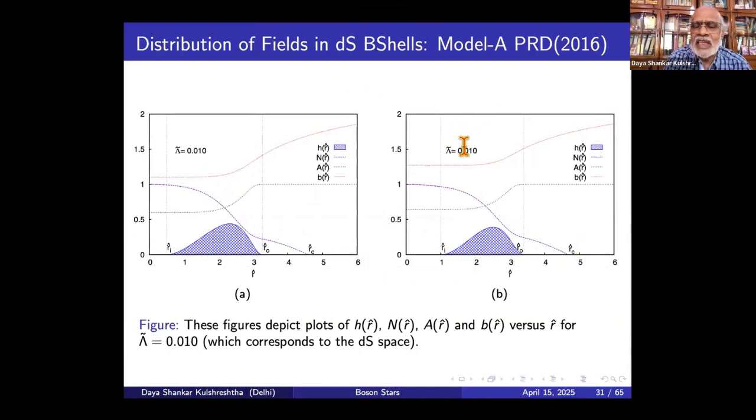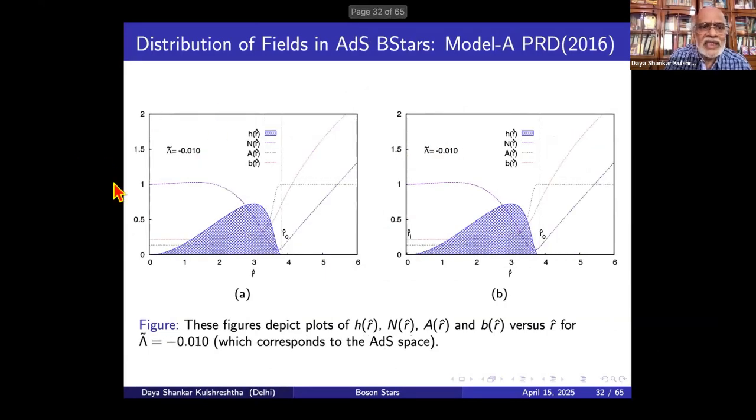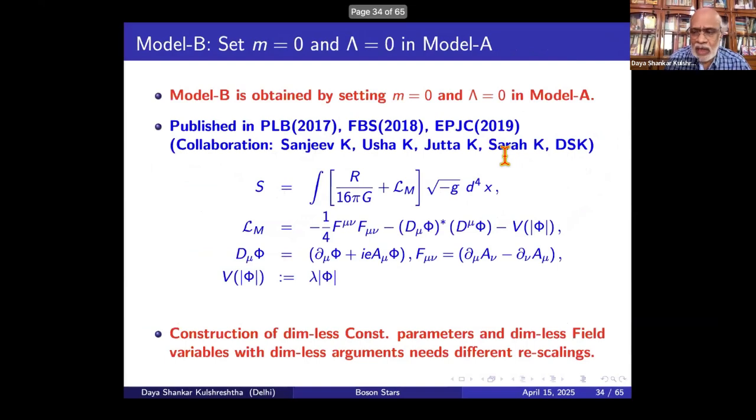And of course, when lambda is positive, they correspond to the de Sitter space. And when lambda is negative, the next two figures I show are for the anti-de Sitter space with the same distribution of fields. Now, after that, I go to the next model. Here the scalar field is massless, so only the conical potential is there, and there is also no cosmological term here.